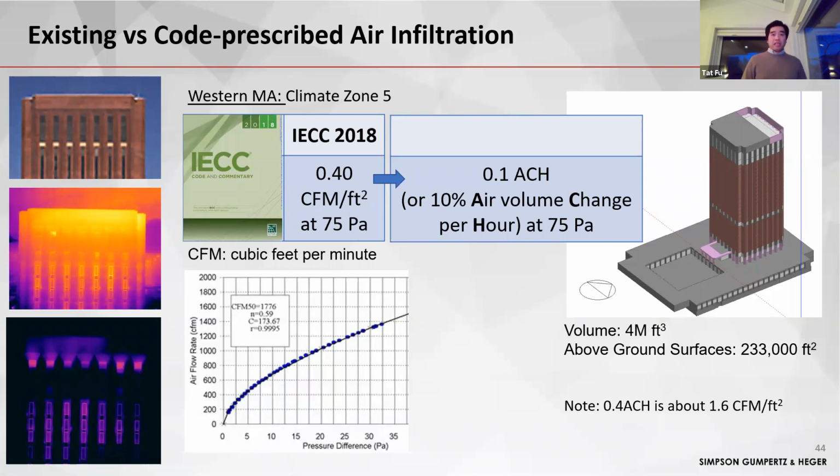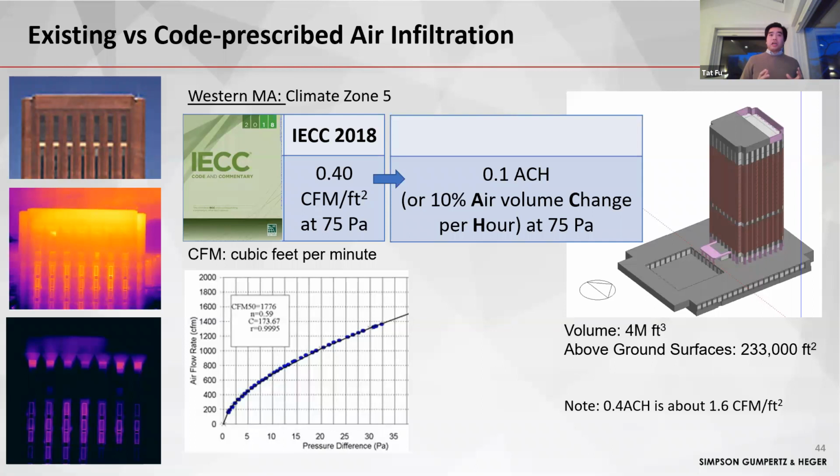So when we talk about air leakage, the code value is 0.4 CFM, cubic feet per minute, per square feet of exterior wall, and it's described at a 75 Pascal pressure differential. So what does a 75 Pascal pressure differential mean?